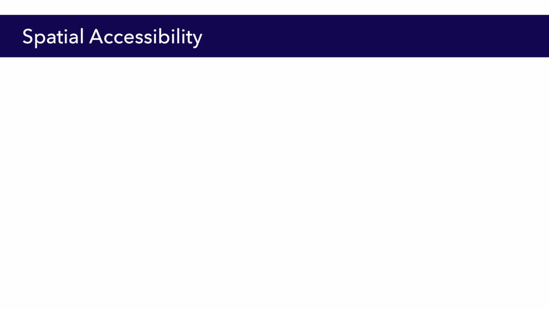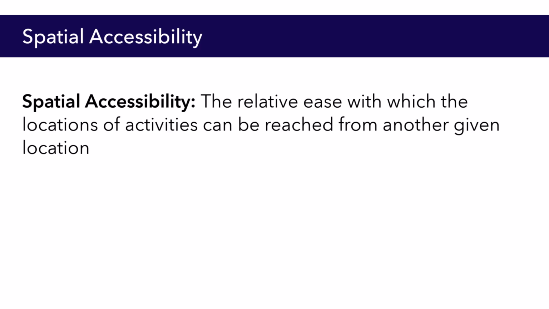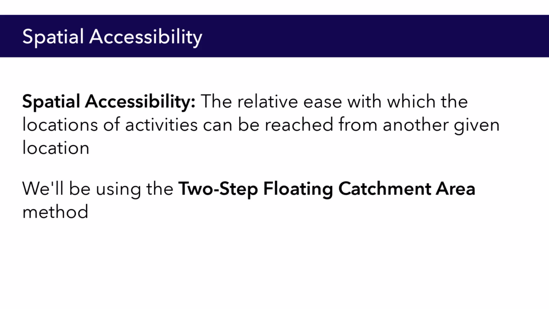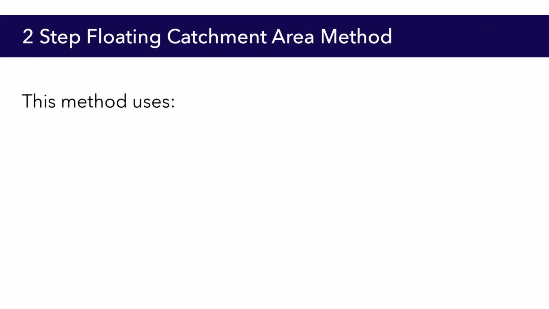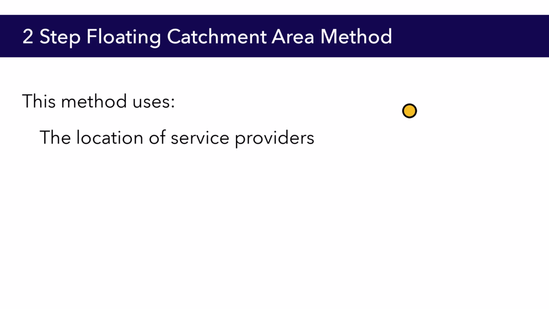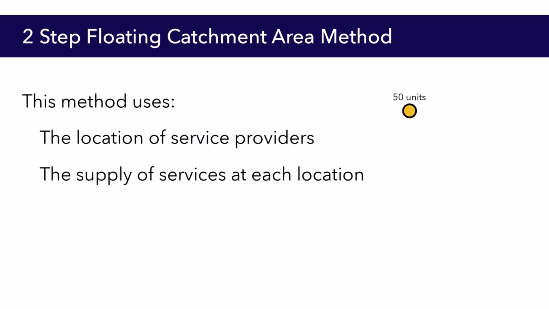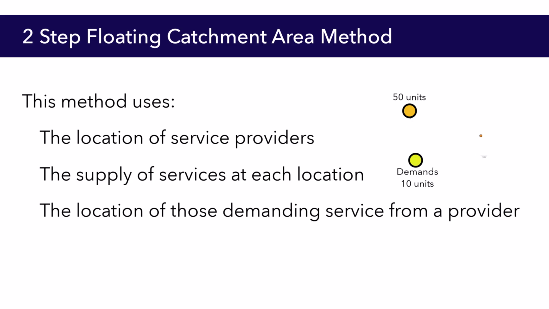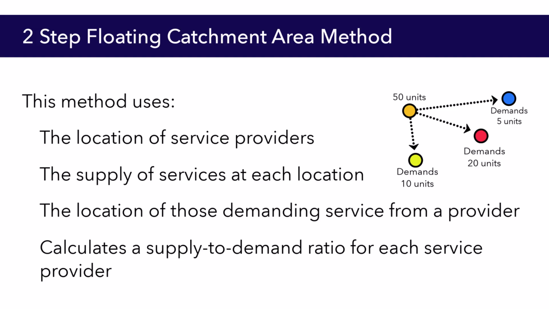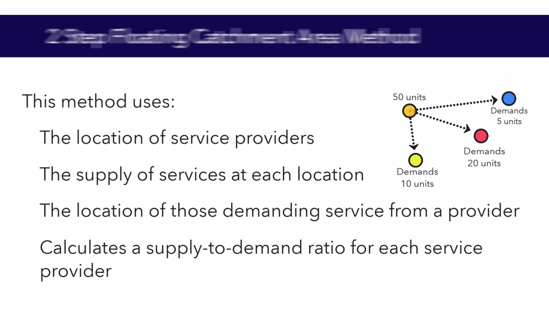In this video, we're learning about spatial accessibility. As a reminder, spatial accessibility refers to the relative ease with which the locations of activities can be reached from another given location. To measure accessibility, we're planning to use the two-step floating catchment area method. This method uses spatial data about the location of service providers and the supply of services at each location, along with the location of those demanding services to calculate a supply-to-demand ratio for each service location.